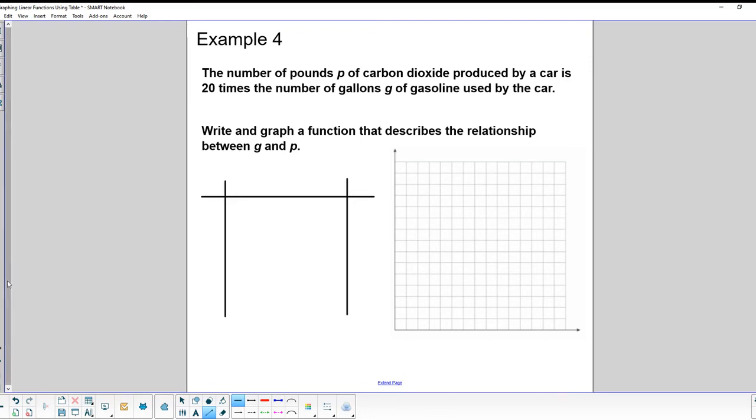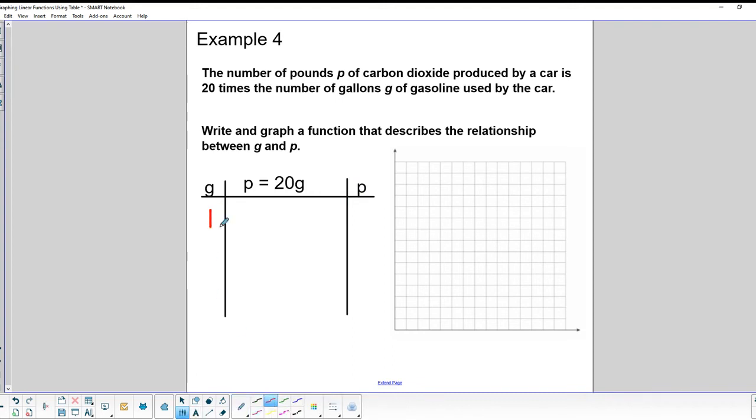Okay, all right, so the way this function is going to look when we write it, you can even type it in there. We're going to write down that the number of pounds of carbon dioxide produced is equal to 20 times the number of gallons used. So when we put in our input, we're going to have an input of gallons and an output of pounds. So let's try a few numbers then. Let's grab our marker here.